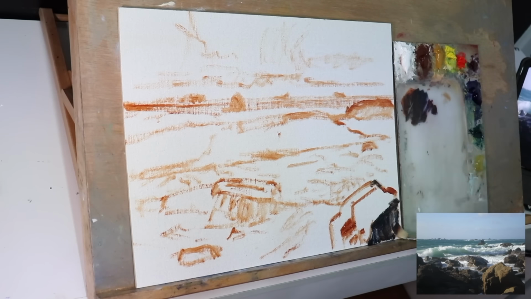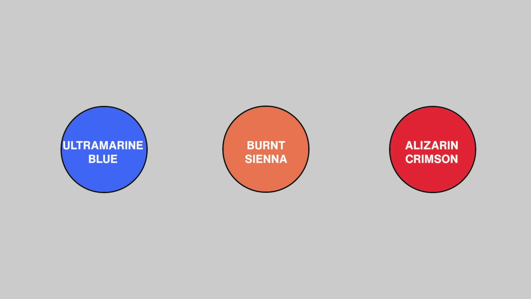So I'm starting off by painting the dark values in the rocks here in the foreground, and I've used a mix of ultramarine blue with a little burnt sienna and some alizarin crimson to start with.